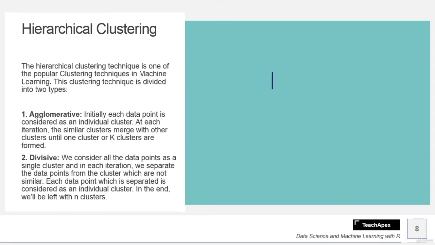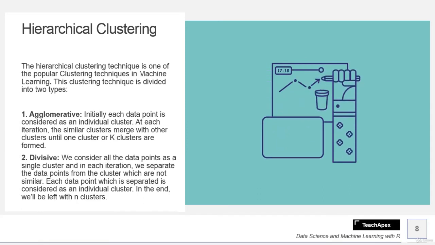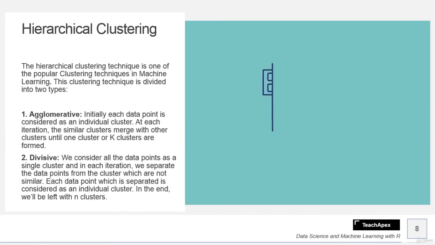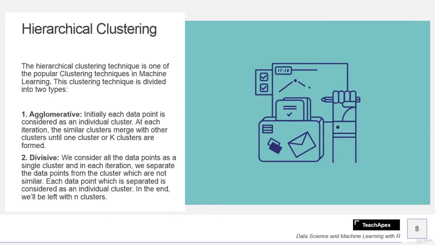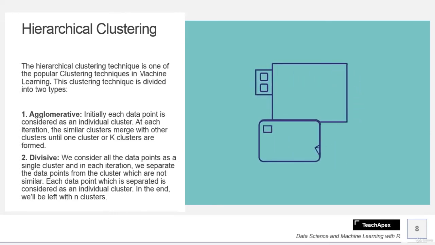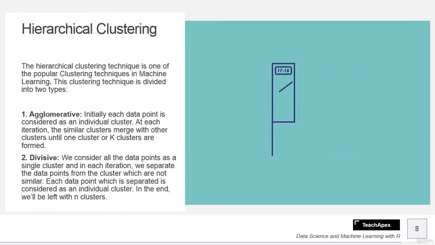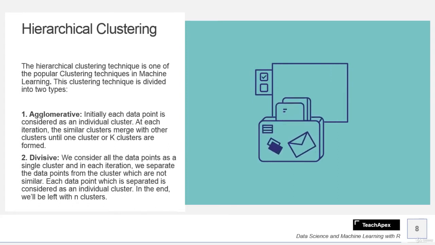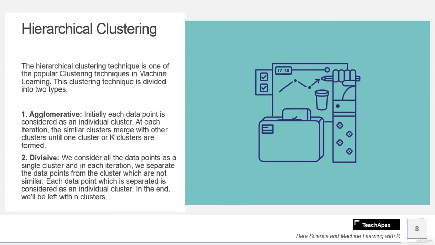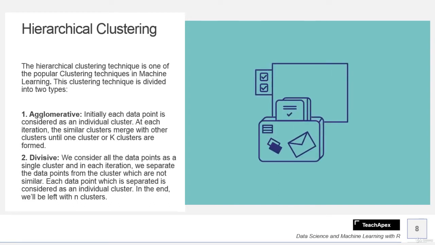So each data point which is separated is considered as an individual cluster. In the end, we will be left with n clusters. So when you want to join, you can use the agglomerative function, and when you have to separate the data points and make them not similar, in that case you can use the divisive, where at the end we are left with n clusters.